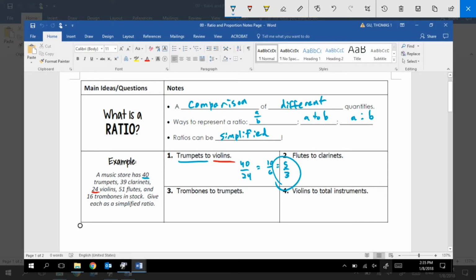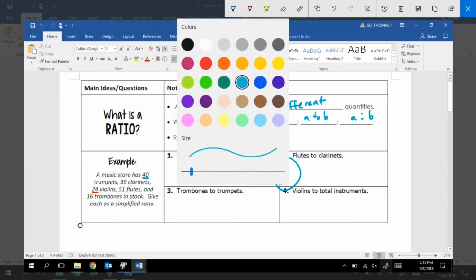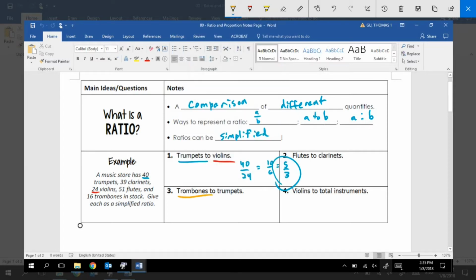Let's do number 3 together. Trombones to trumpets. How many trombones do we have? We have 16 trombones. So 16 over, and how many trumpets do we have? 40. So once again, we're going to simplify these. What number goes into 16 and 40? 4 goes into both of them. So this can be simplified to 4 over 10. But wait, there's more. What else can go into both of these numbers? 2. So we can go even further, 2 over 5. And that's as far as we go. 2 over 5 is the ratio of trombones to trumpets.